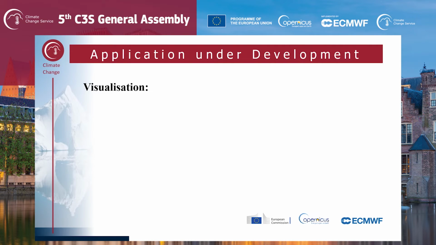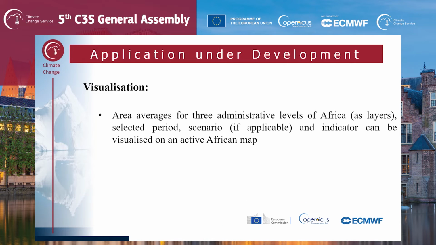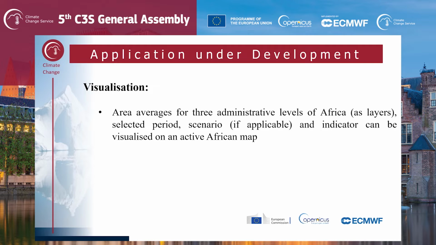Okay, so how do you visualize this application? Now, the area averages for 3 administrative levels of Africa. The selected period, which means either ERA5 or CMIP6 projection data, and the scenario, which is either SSP2 4.5 or SSP2 8.5, and the indicator, which is one of the 5 indicators I just mentioned. You can visualize them on an active African map.